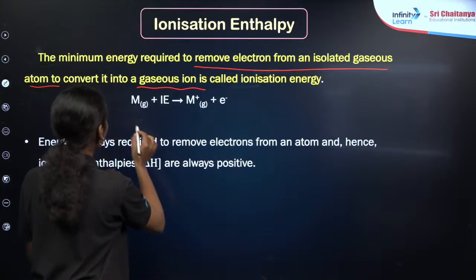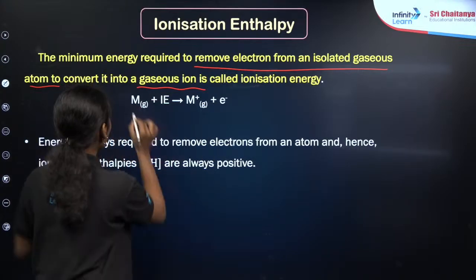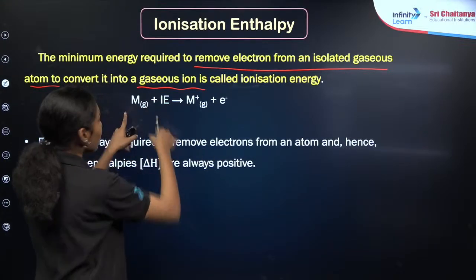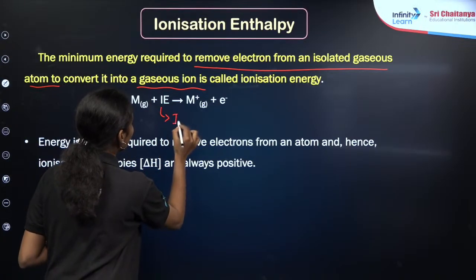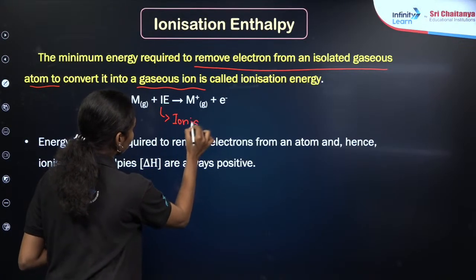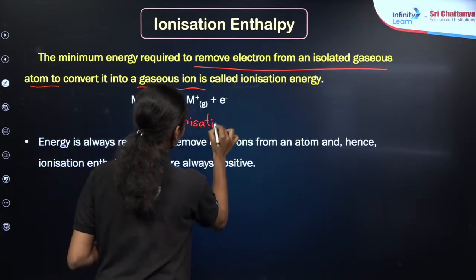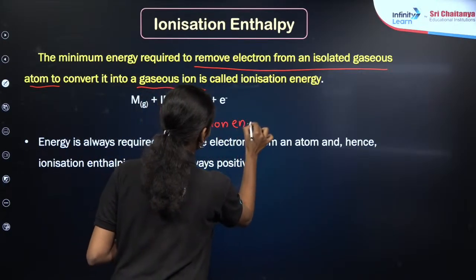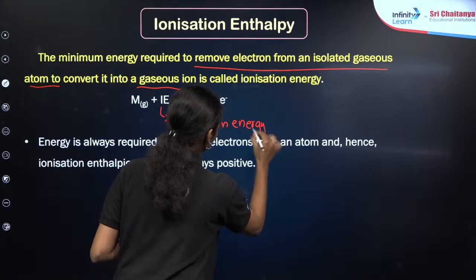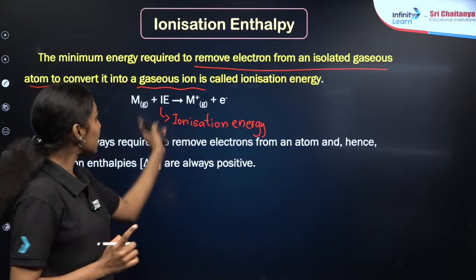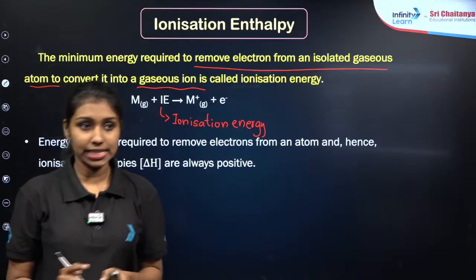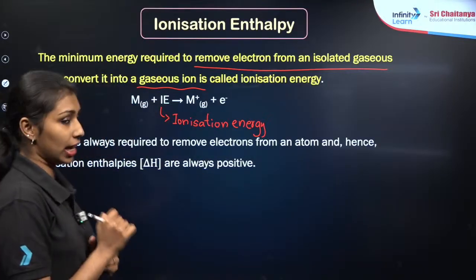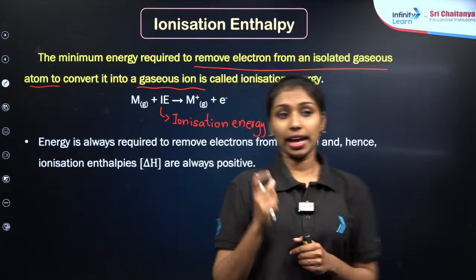As you can see here, if I am taking an isolated gaseous atom M, by absorbing an amount of energy IE, known as the ionization energy, it will form the cation. It will form its cation or the respective gaseous ion by releasing one electron using ionization energy. The term is known as the ionization energy, and I already mentioned that.